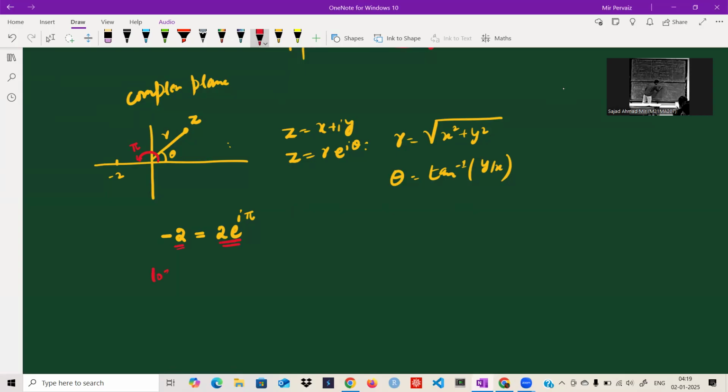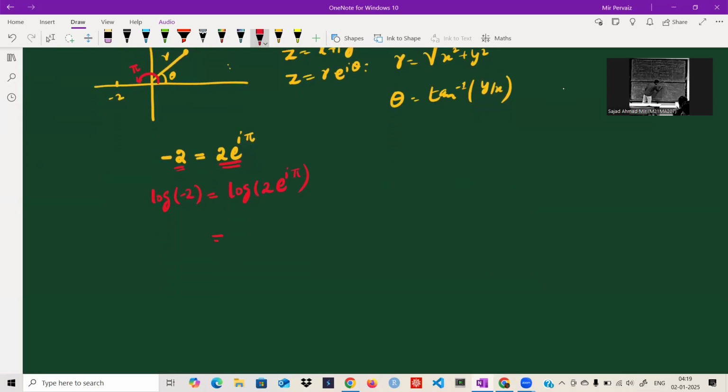So if I apply log to this, then it will be log of 2 e power iota pi. This will be log of 2 plus log of e power iota pi. This will be log of 2 plus iota pi.